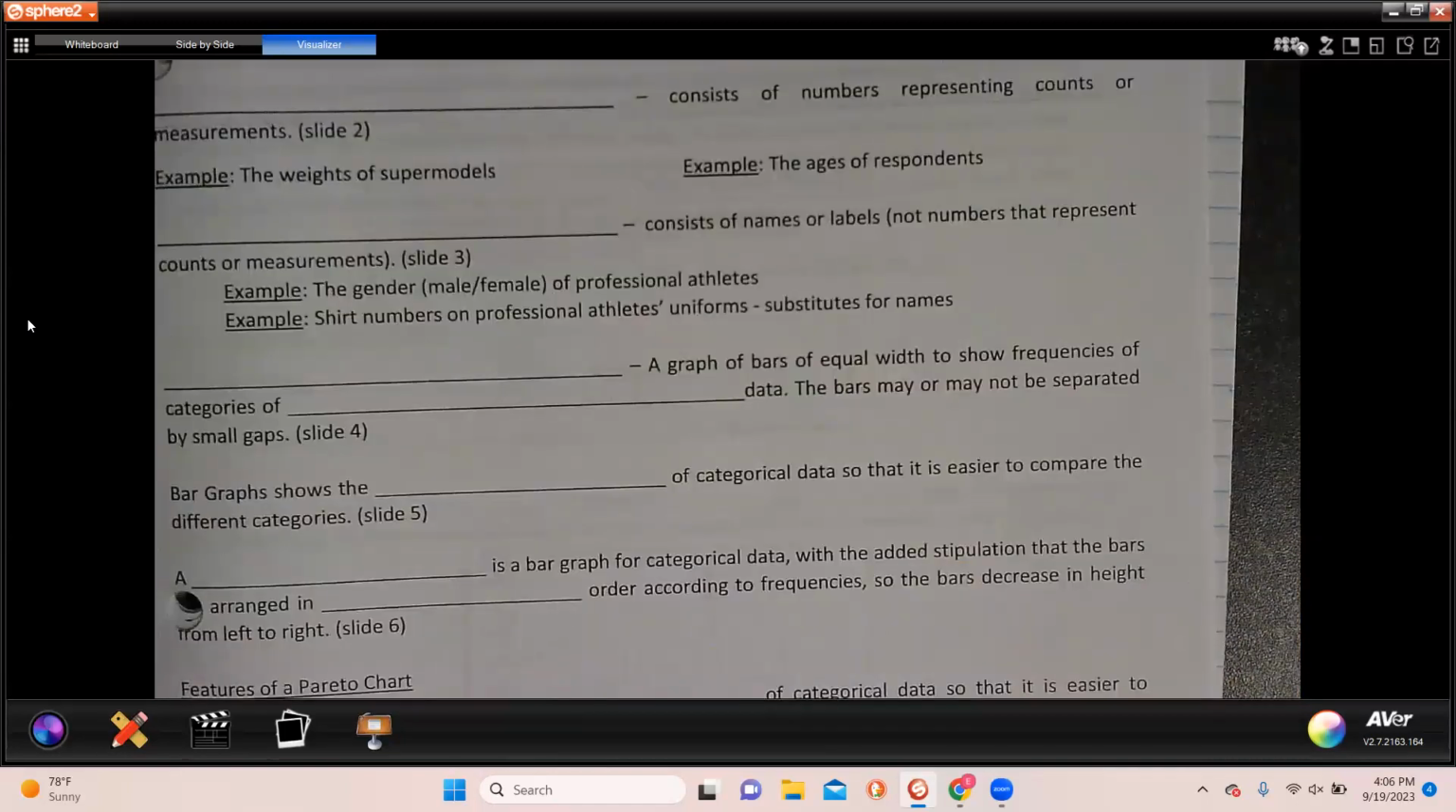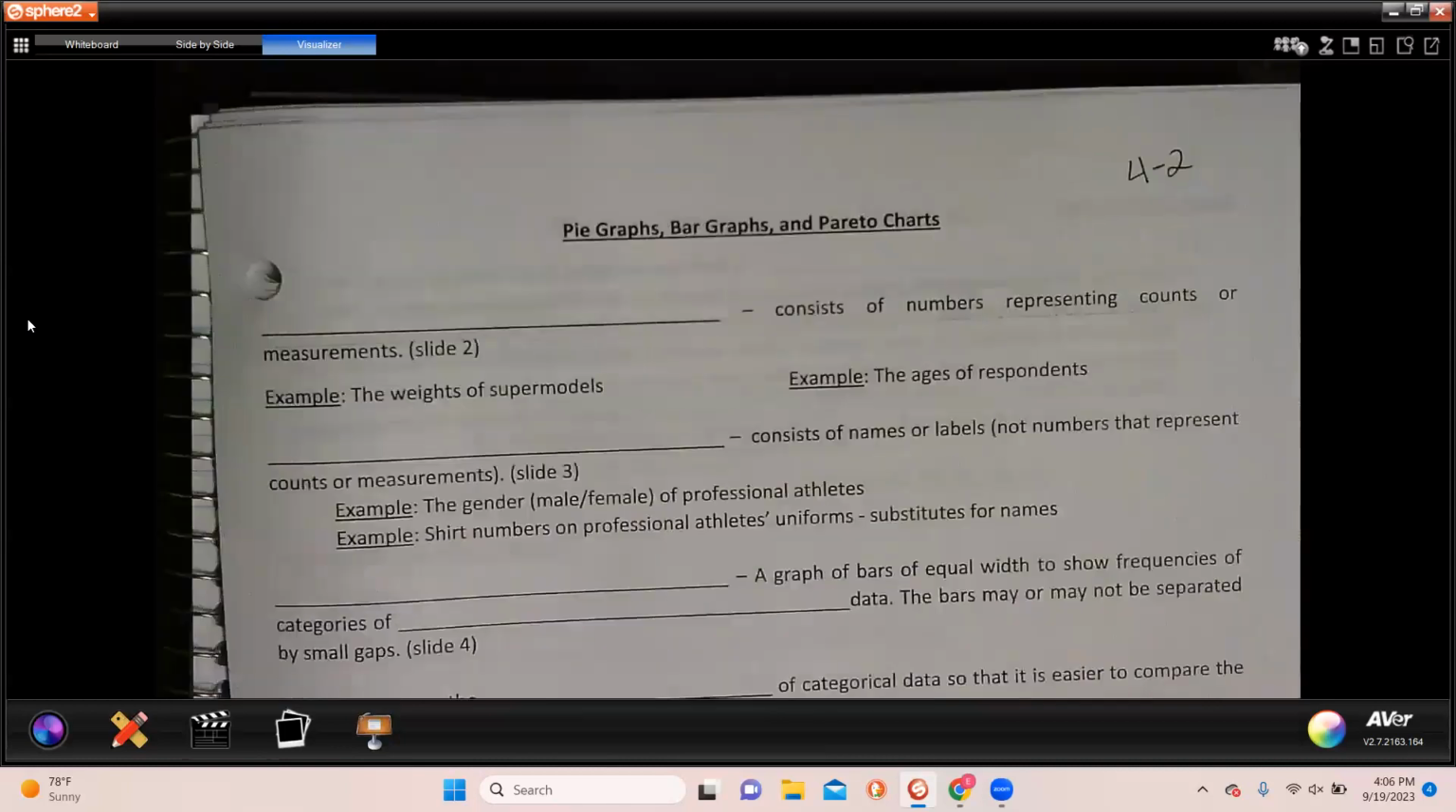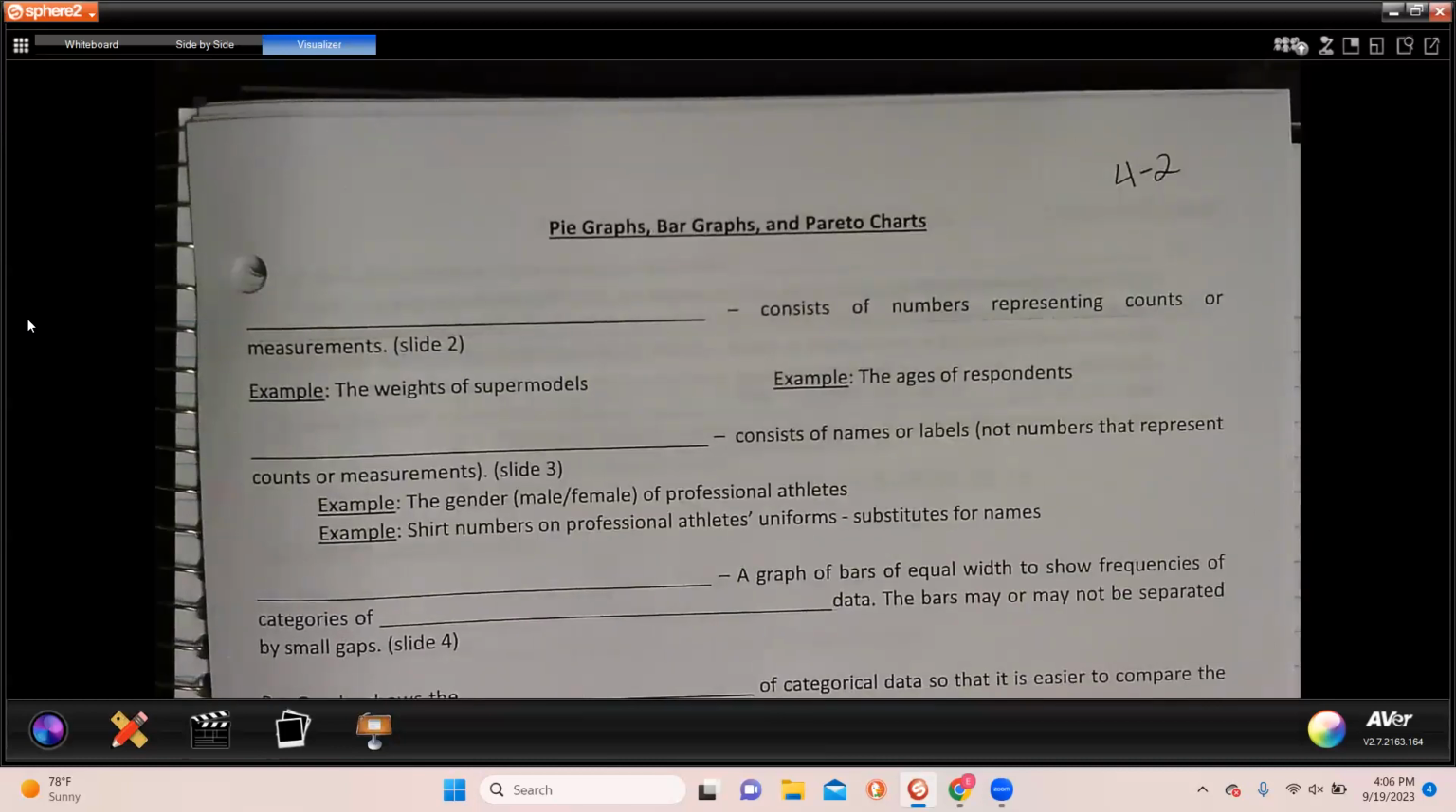Okay, so this is the end of 4.1. If this is all you needed was the 4.1 section, then you can go ahead and pause the video or close out the video. If you're here for 4.2, we're just about to get started.